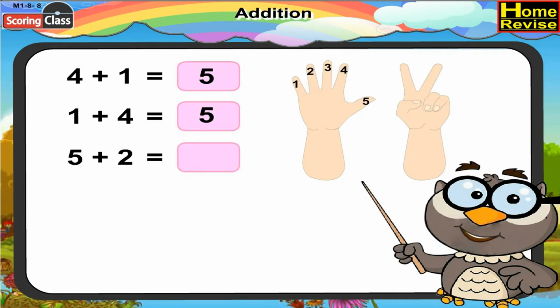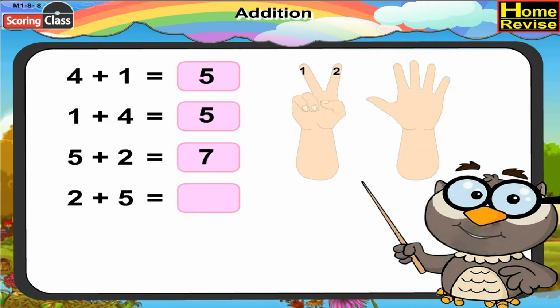5 plus 2 is equal to 6, 7. 7. So 5 plus 2 equals 7. Now 2 plus 5 is equal to 3, 4, 5, 6, 7. So 2 plus 5 equals 7 as well. It seems like magic, no?